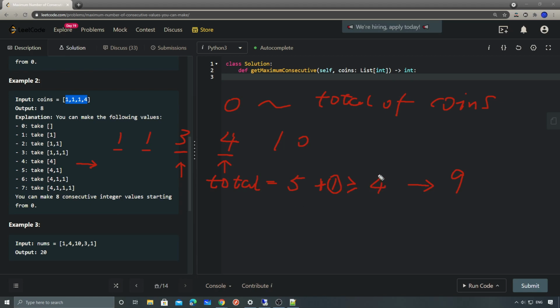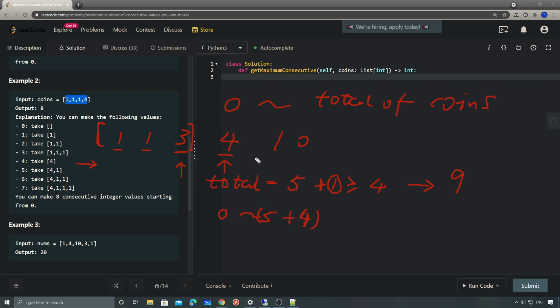This is because, from 4, we already know that this is similar to a DP here. At this 4, we already know that for the previous numbers, we can make any number from 0 to 5, and then plus this 4. So it means that we can make any number up to 5 plus this 4.